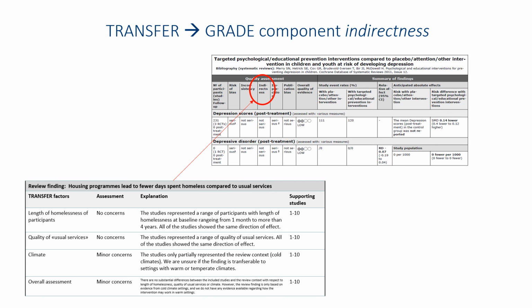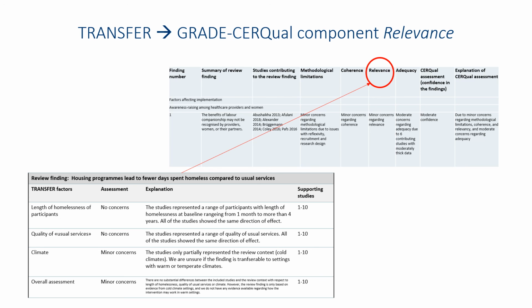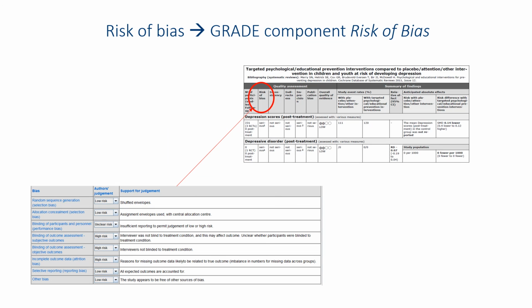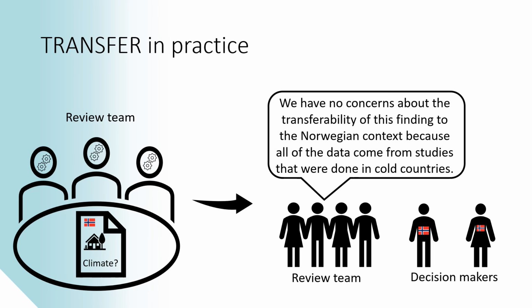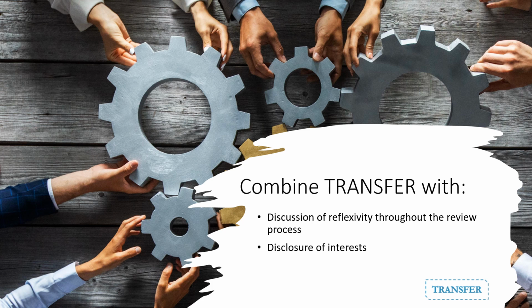The assessment of transferability can then be used to support the assessment of the indirectness domain in GRADE or the relevance component in GRADE-CERQual, similar to how the risk of bias tool feeds into the risk of bias domain in GRADE. The review team then can present the review findings and state that they have no concerns about the transferability of the finding to the Norwegian context because the data comes from studies that were done in cold countries. It's advantageous to combine TRANSFER then with a discussion of reflexivity throughout the review process, as we discussed earlier, and a pre-trial or pre-review disclosure of interests.